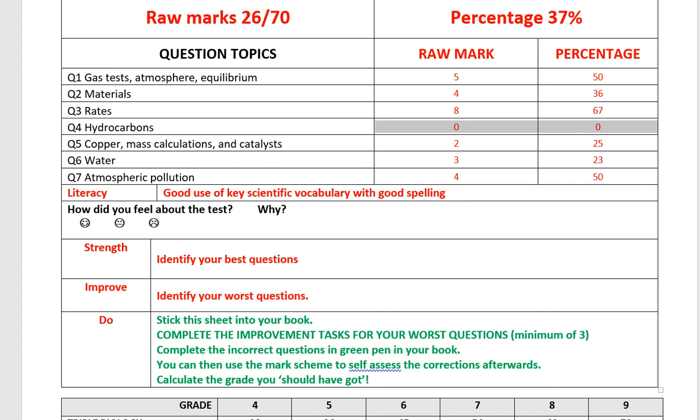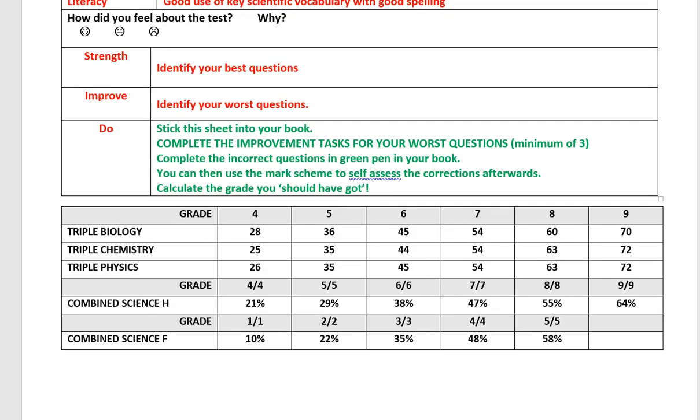This child got 37% on this paper. 37% on a foundation paper equates to a 3-3 grade. So that student needs to work hard to ensure that they score in the 4-4 grade.